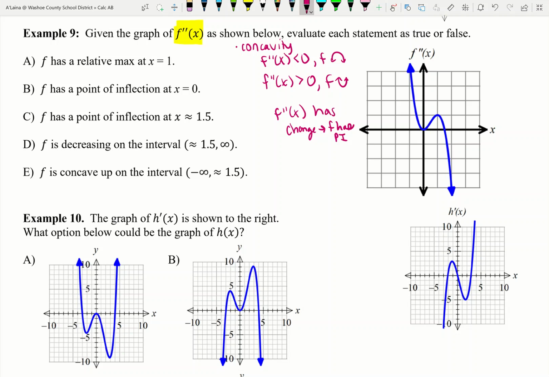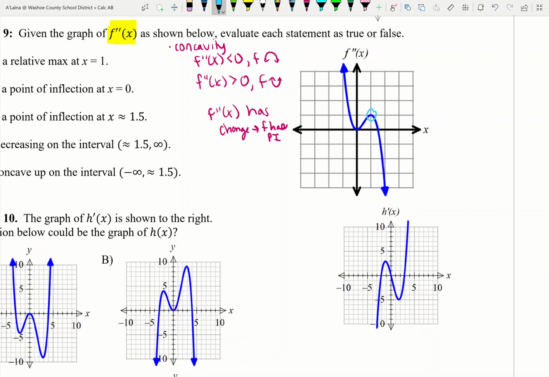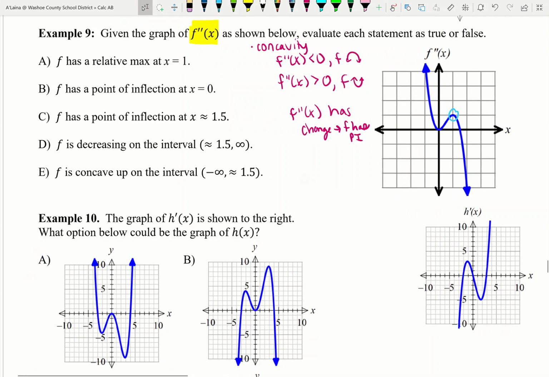Okay, so first of all, we want to find out, is there a relative max? Well, the reason that people put true here is because they see a max on the graph of f double prime. That doesn't mean there's a max on the graph of f. So this is false. In fact, that's not even information I can gather. I can only gather information about concavity or points of inflection from this second derivative graph.